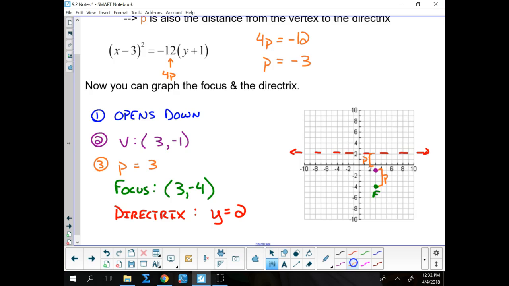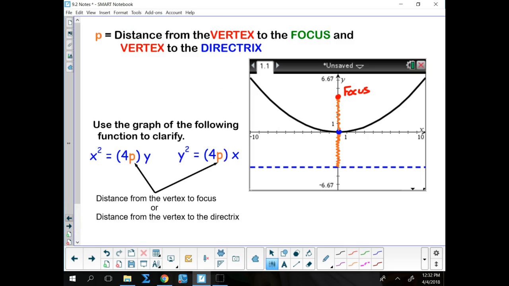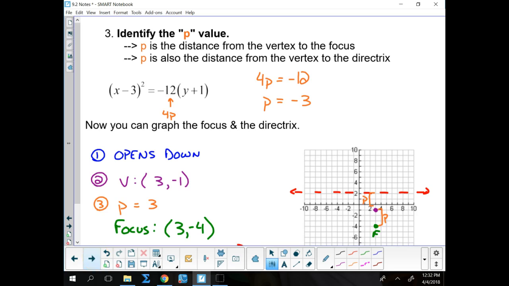Why does p equal 3? Because the number in front of the non-squared variable is 4p. So in this particular case, negative 12 is 4p. So p then is 3. The distance then is 3. Really, p is negative 3, but distances we make positive. Okay? Everybody else good? Sure?